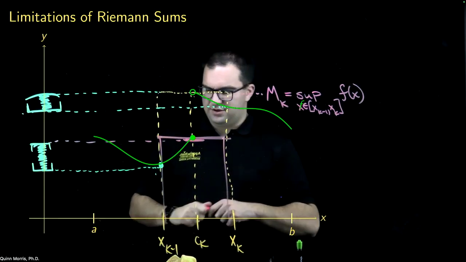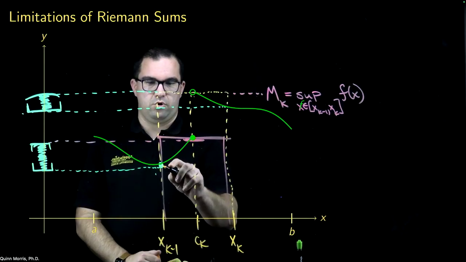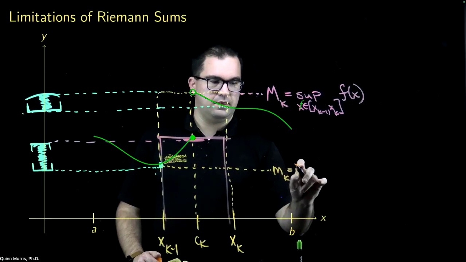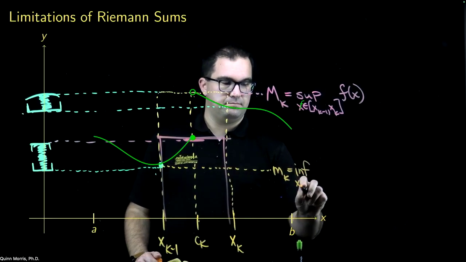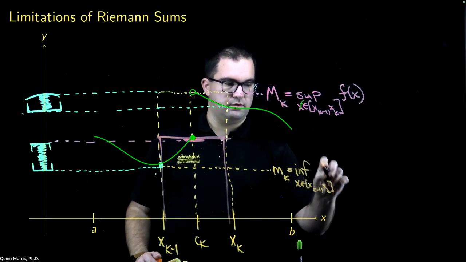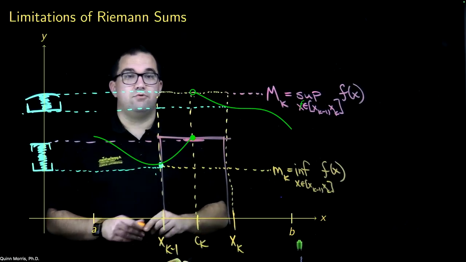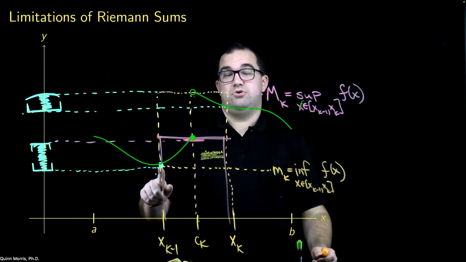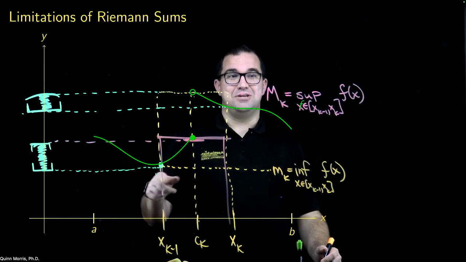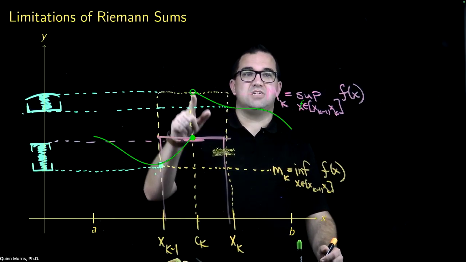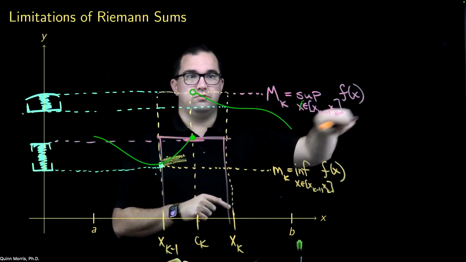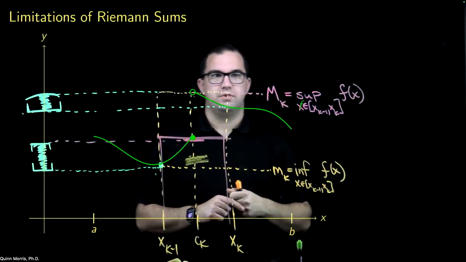Likewise, I could also define a lower bound. I could define a little m sub k to be the infimum over all x in the kth subinterval of my f of x values. Now notice here, this is actually a value that this function does happen to obtain, because it's continuous at this point. The discontinuity here causes us not to achieve this maximum value, or this supremum value.